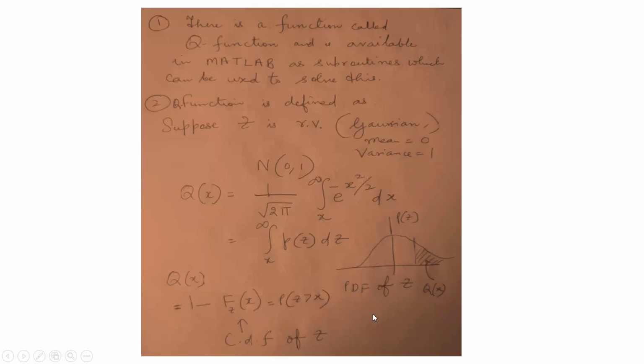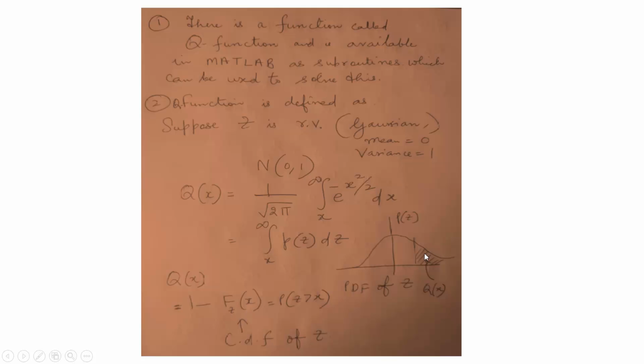This is the PDF of z, and the area under the curve beyond x will be Q(x). So Q(x) is actually the area under the curve. This point along the x-axis is x. So beyond x, the area under the curve will be your Q function. The Q function is the integral from x to infinity of e to the power minus x square by 2, dx, right? Or we can also say that if we take the cumulative distribution function to the left of this point x, that will be F subscript Z of x.